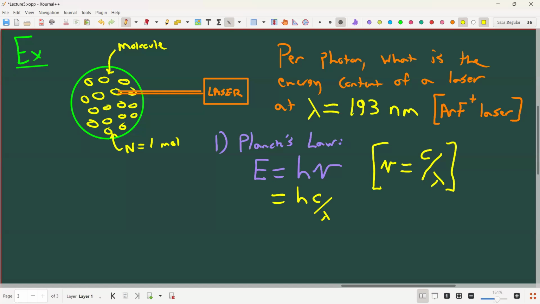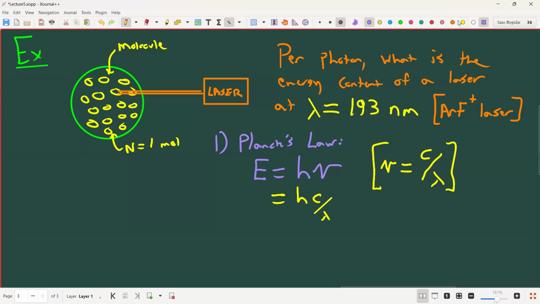The way we're interpreting this laser is we're saying per photon. And what that means is that this laser is shooting out little bullets, little individual bullets, one at a time. We haven't specified how many bullets it has per second. That's a function of the laser power. But you can imagine there are little light bullets inside of here that are traveling in this direction. And the energy content of one is E equals h nu.